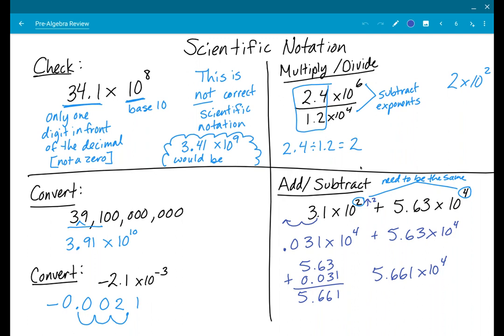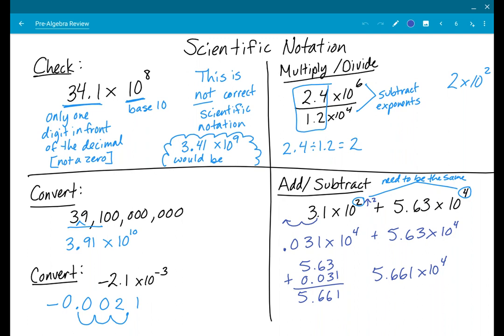Addition and subtraction is the most complicated of these processes because we have to do some conversions. If we start with a problem where the exponents are not the same, we have to convert one of the numbers to be the same exponent before they can be added. This is like changing them to be the same magnitude. So here, I have 3.1 times 10 to the 2nd power plus 5.63 times 10 to the 4th. I like to start with the smaller exponent, and I think, how can I get this to be the same as the larger exponent? I need the 2 to increase by 2.